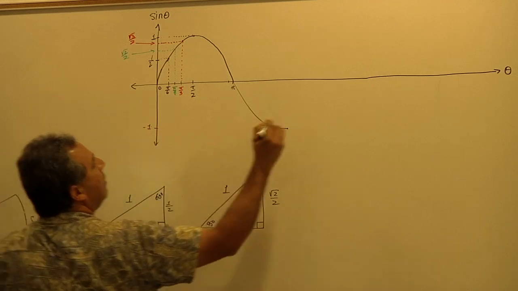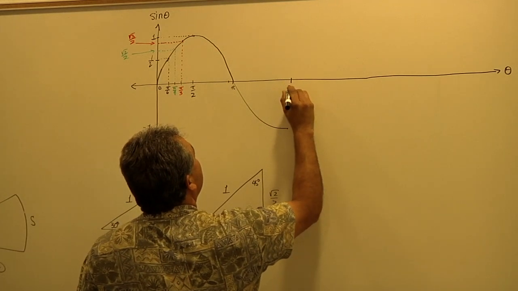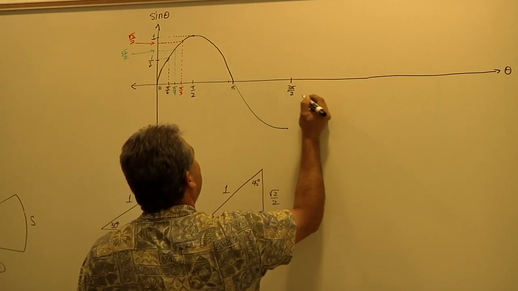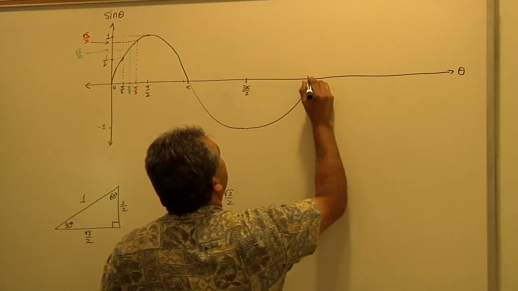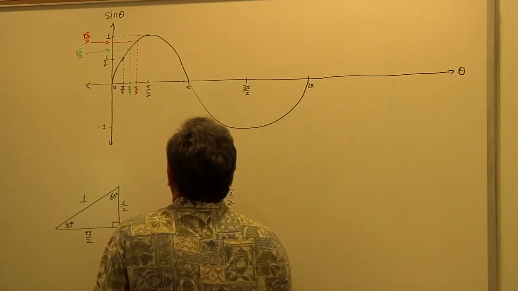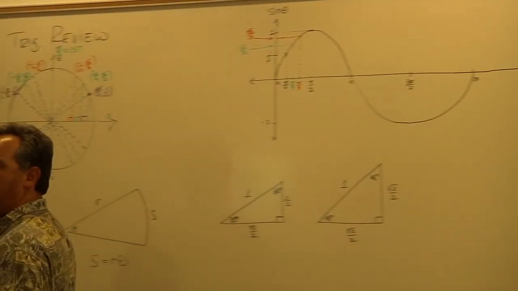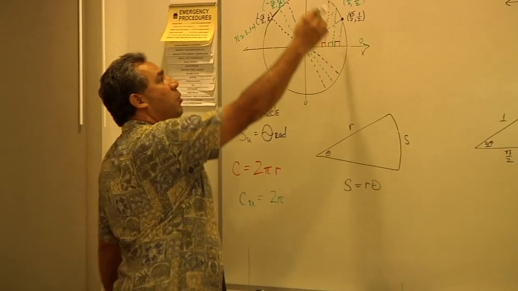That's -1. What angle is that? 3 pi over what? 3 pi over 2. And then my sine curve is going to come back up here, and that's going to occur at what? 2 pi. So that's one cycle, because after that, we're going to go around the unit circle what?